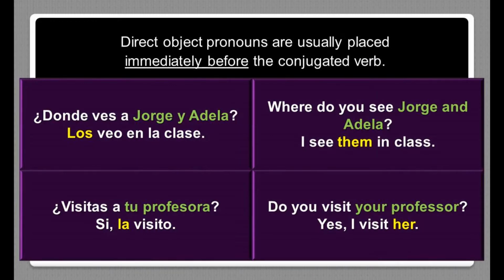Direct object pronouns are usually placed immediately before the conjugated verb, as in these examples. ¿Dónde ves a Jorge y Adela? Where do you see Jorge and Adela? Los veo en la clase. So the pronoun los is placed before the conjugated verb veo. I see them in class.